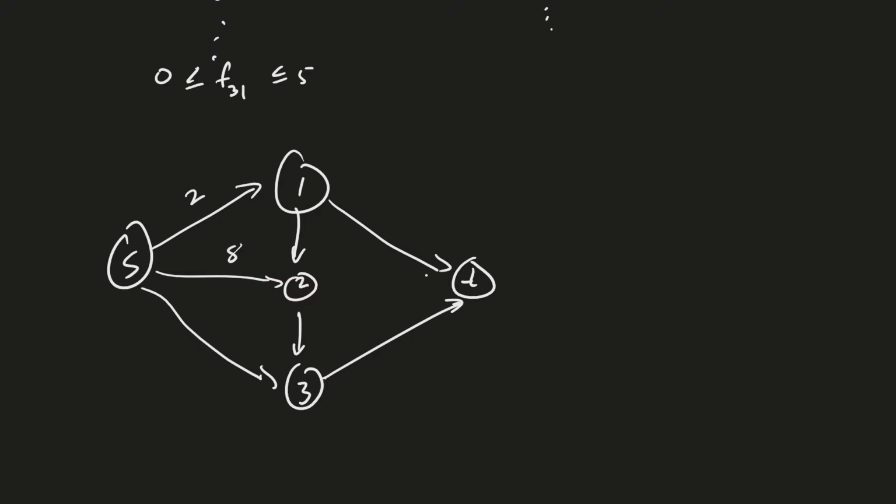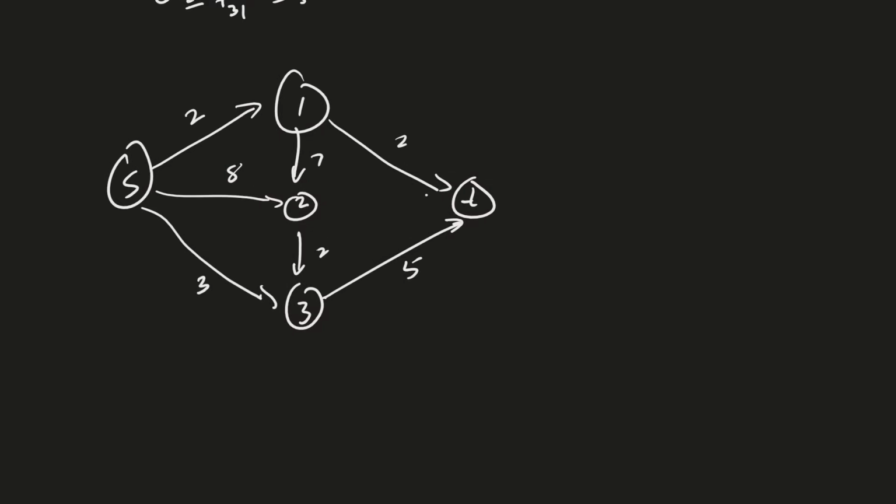And so we might have something like, let's see, maybe I can just guess. Here's 2, 8, 3, 7 and 2, 2 and 5. Can we just find a flow on this diagram? I'll use red for that. Let's just pick one. Here's one. So path 1, we're saying, is going to be S1T.